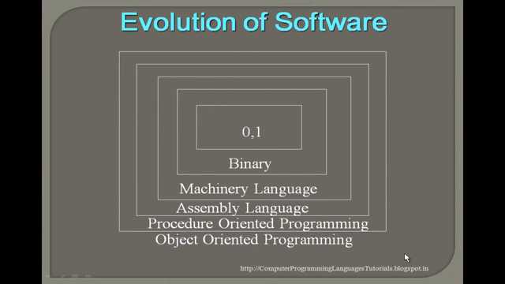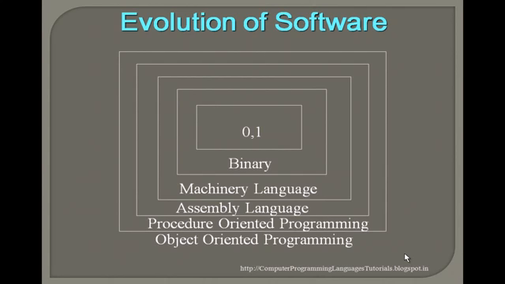Let us look at the evolution of software. Whenever software development processes began initially, they used only 0 and 1. As you know, 0 and 1 is known as binary language. The working of all electronic systems depends on 0 and 1.